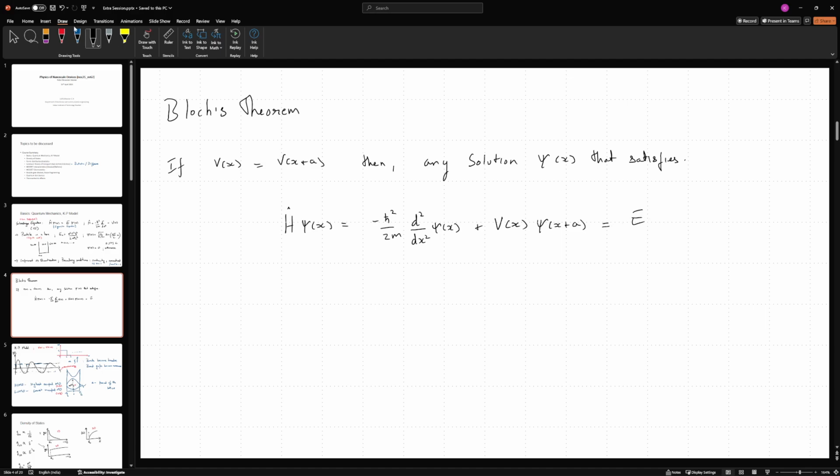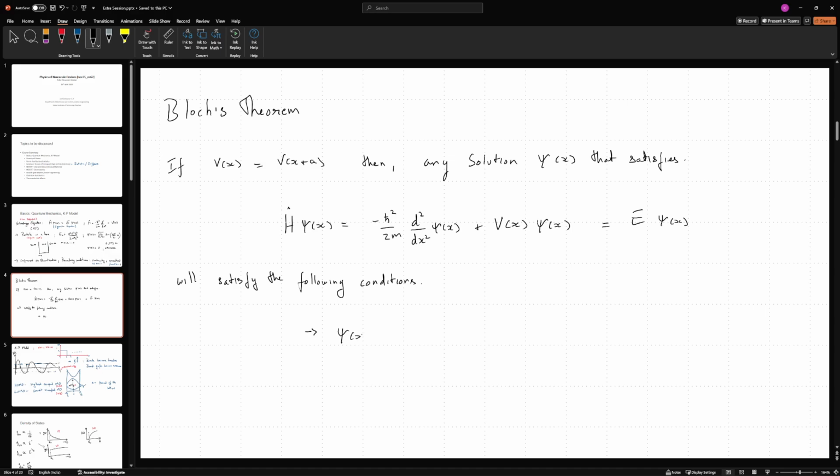Oh, why did I write psi of x plus a there? V psi of x is equal to E times psi of x will satisfy the following conditions. So these are the different ways of stating Bloch's theorem.